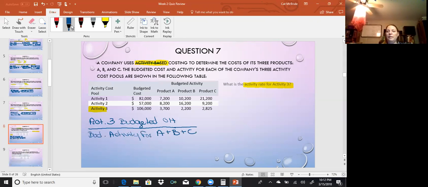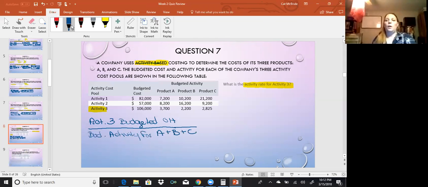So see, it's basically the same. It's still the overhead cost divided by the activity.